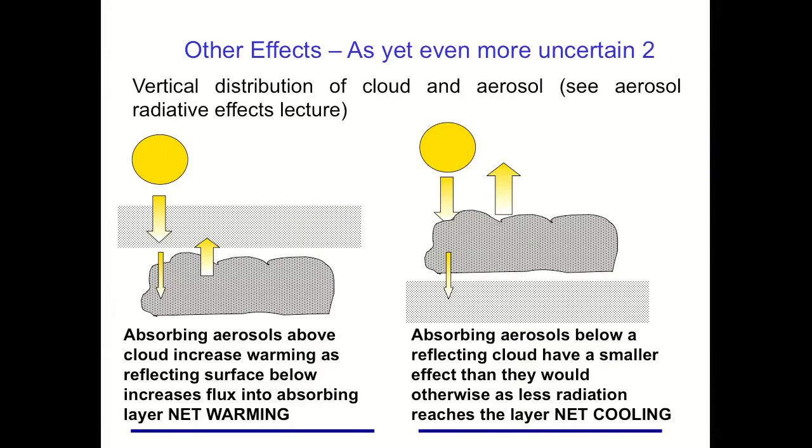There are lots of other effects. These are just one or two examples. The vertical distribution of cloud and aerosol, which we did discuss when we looked at those earlier models. For example, if we were to put absorbing aerosols above a cloud, that's going to increase warming, because we have a nice reflective surface below that layer, so the radiation that gets through is going to be reflected back up into that layer, increasing the absorption within that layer. So that's going to lead to a net warming, certainly of the atmosphere above the cloud. Then of course we might put the absorbing layer below the cloud, and that's going to have a smaller effect in terms of the net radiation absorbed, so we're going to get a net cooling.